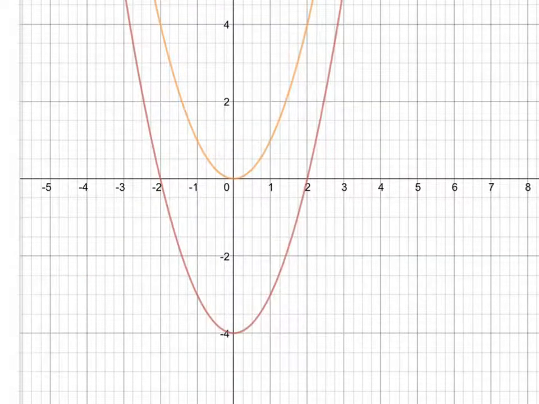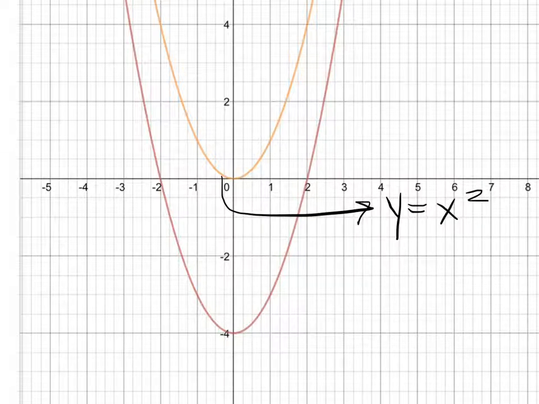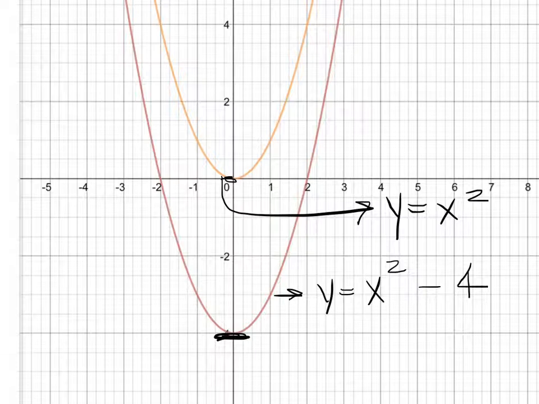What is the equation of the parent function, which is in orange? Y equals x squared. And what has happened to go from here down to here? It's moved down how many? It's gone down 4. If I want to move this down 4, do I subtract 4 on the inside? Do I subtract 4 on the outside? Outside. Y equals x squared minus 4.